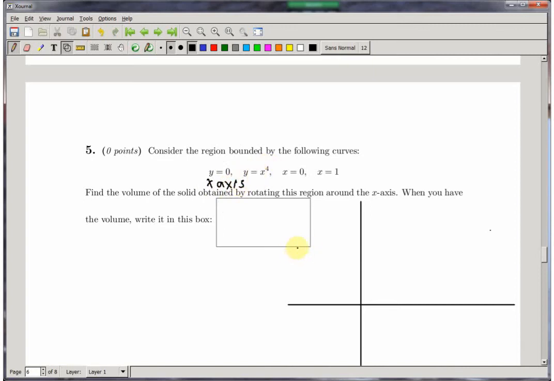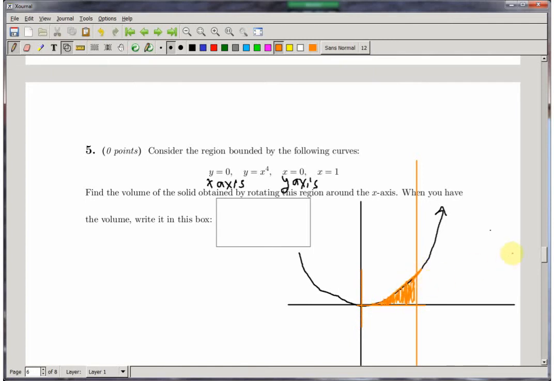And y equals x to the fourth basically just looks like x squared. It's a little more flat around the origin. And x equals 0, so that's just the y-axis. And we have the line x equals 1, which I will represent with the most disgusting color in the entire color palette. And so this gives the region. Why is that? It's because it's enclosed on the bottom by the x-axis, on the left by the y-axis, and on top by this curve. And so this is the region.